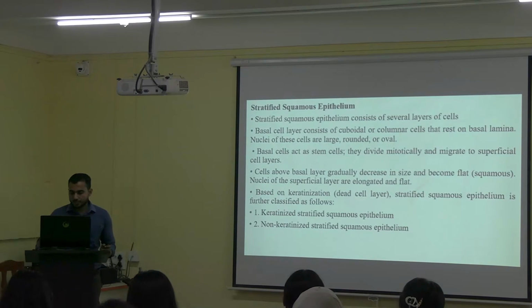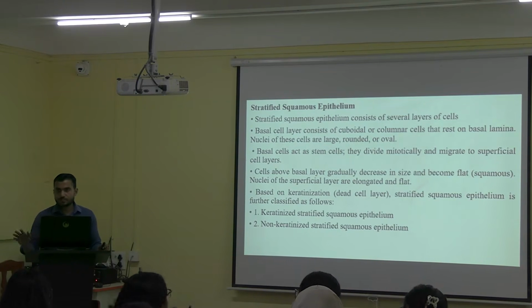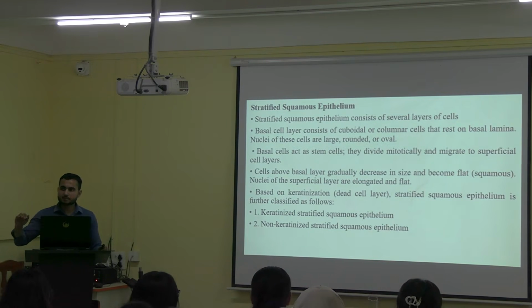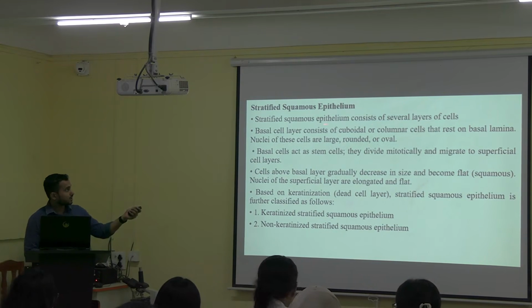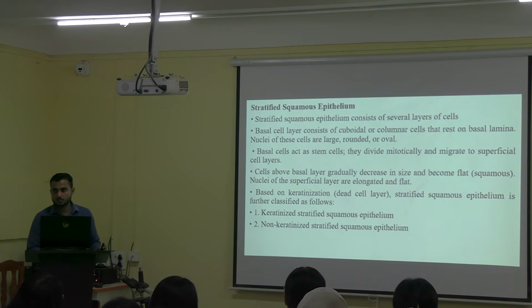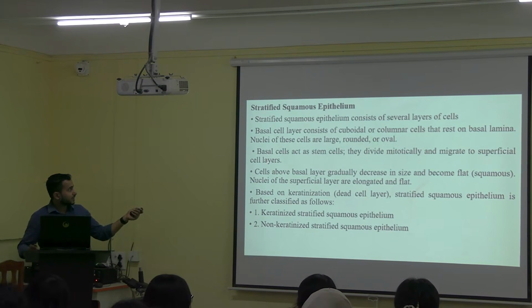Now in case of stratified squamous keratinized, several layers of cells are there. Previously I mentioned that there is one basement membrane and on that a single layer of cells. But here you can see it consists of several layers of cells. Now you must know how the cells are arranged. The basal layer consists of cuboidal or columnar cells which rest on the basement membrane. Next, basal cells act as stem cells. They will divide and migrate whenever the surface cells are damaged or destroyed.